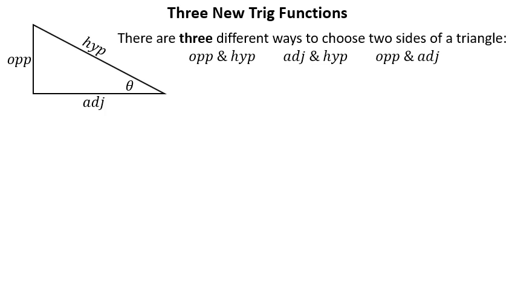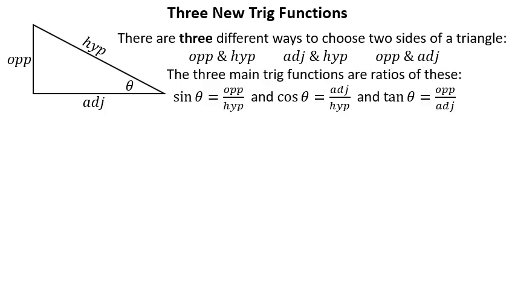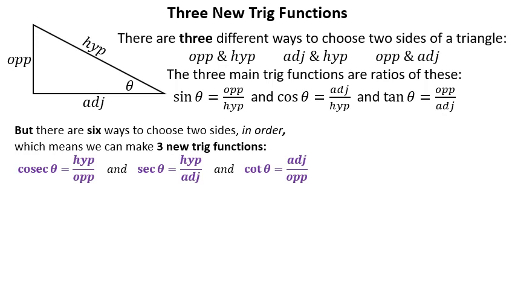You choose 2 sides of a right-angled triangle, you divide one by the other, and out pops the ratios sine, cos, and tan. However, if you choose 2 sides from the 3 sides of a right-angled triangle in order, and then you divide them, there are actually 6 different ways you can do this. Instead of just opposite over hypotenuse, you've also got hypotenuse over opposite. And we have hypotenuse over adjacent and adjacent over opposite. That gives us these 3 trig functions.